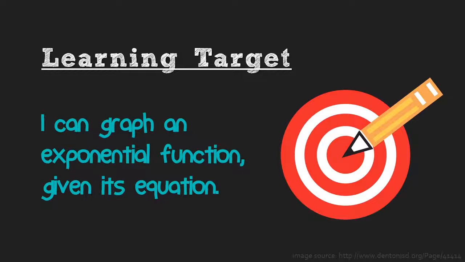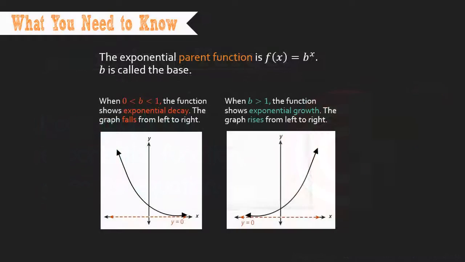In this learning target, we are going to be able to graph an exponential function given its equation. So what you need to know, the exponential parent function is f of x equals b to the x, and b is called the base of the exponential function. When that value of b is between 0 and 1, or you can think of it as a fraction, that's going to be like 0 point something when you type it in your calculator to convert from a fraction to a decimal, the function shows exponential decay. So the graph is going to fall from left to right.